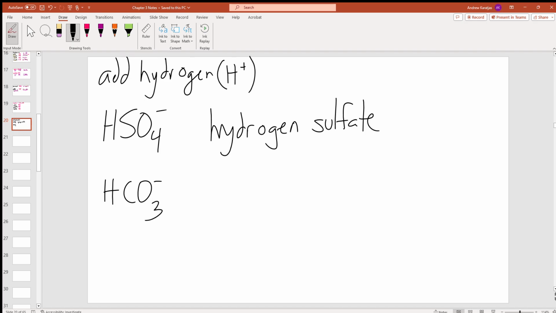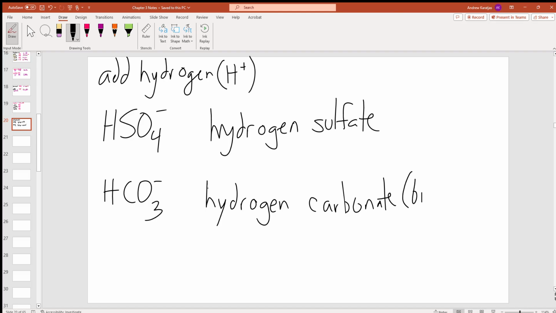Carbonate, for example, CO3 2 minus. We add an H plus. It becomes -1. And we now have hydrogen carbonate, which you might also be familiar with because it's also known by the name bicarbonate. Bicarbonate being the anion in sodium bicarbonate or baking soda.